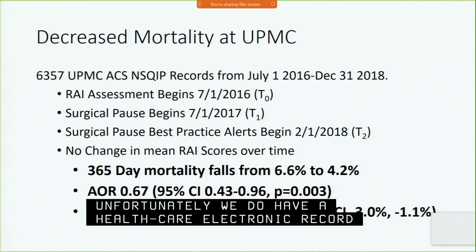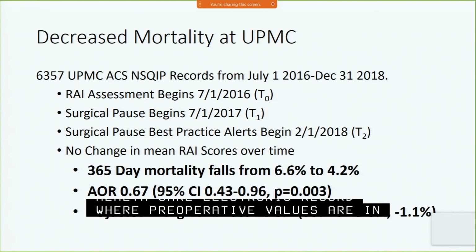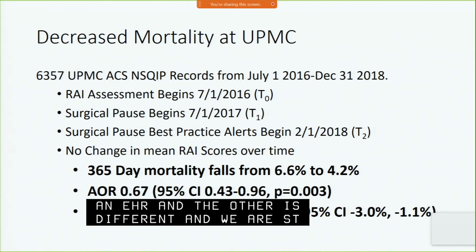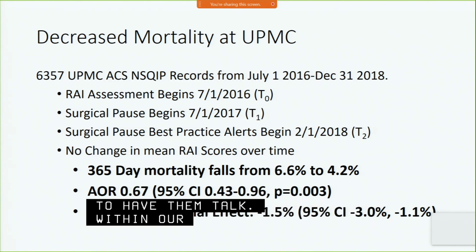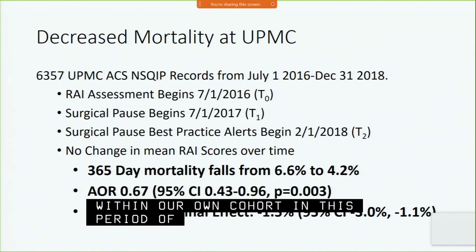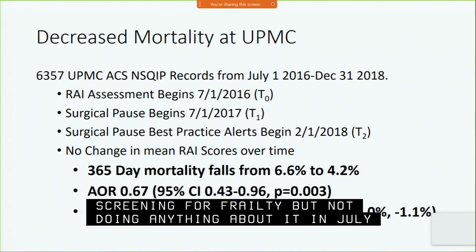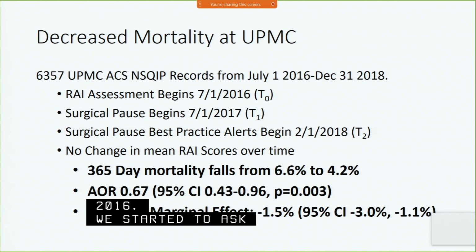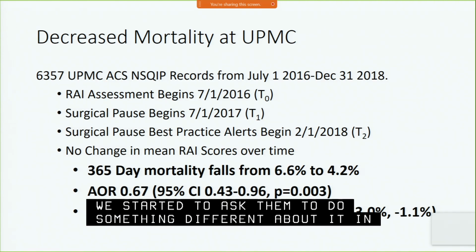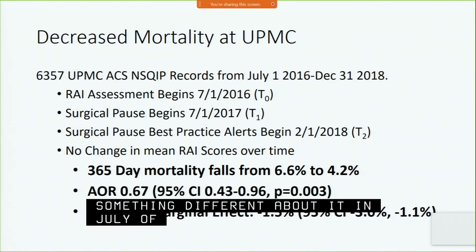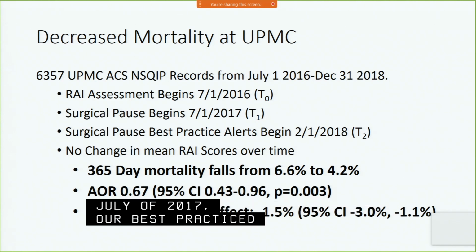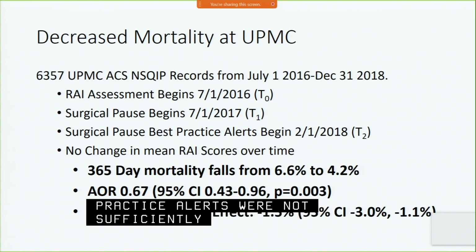But within our own local cohort of ACS NSQIP patients, in this period of time, there were 6,357 of them. We started, as I said, screening for frailty, but not doing anything about it in July of 2016. We started to ask them to do something different about it in July of 2017, but our best practice alerts in the electronic health record were not sufficiently coercive, and change was not happening in the way that we wanted. They weren't accomplishing what we wanted them to do.